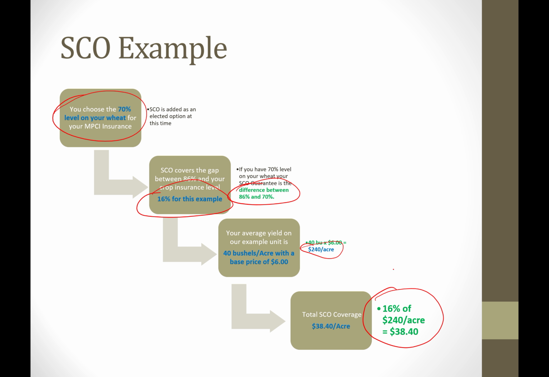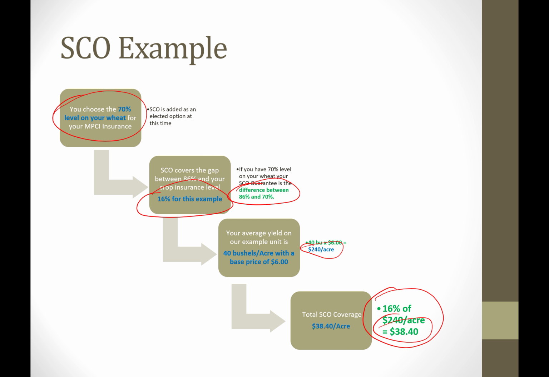So they're going to take 16% of your estimated gross dollars to come up with your SEO guarantee for this unit. So if the county got down below 70% of its average revenue in this scenario, you would get $38.80 an acre on every acre in that unit for SEO.